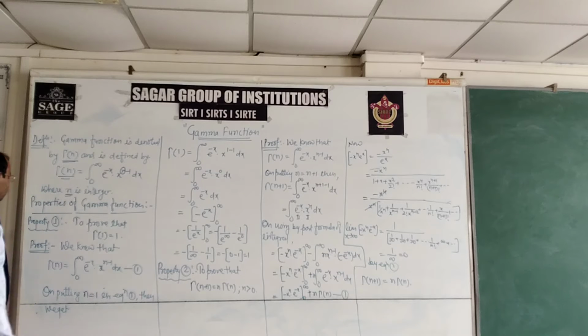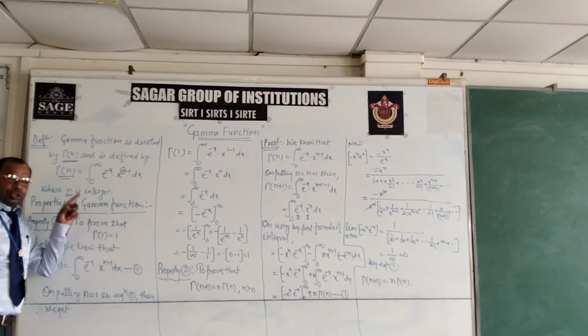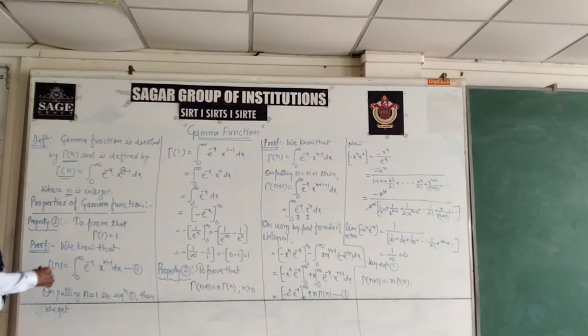Now we see the properties of the gamma function. First property: to prove that gamma 1 is equal to 1. How do we prove gamma 1 is equal to 1? We have the formula of the gamma function: gamma n is equal to the integral from 0 to infinity of e to the power minus x, x to the power n minus 1 dx.